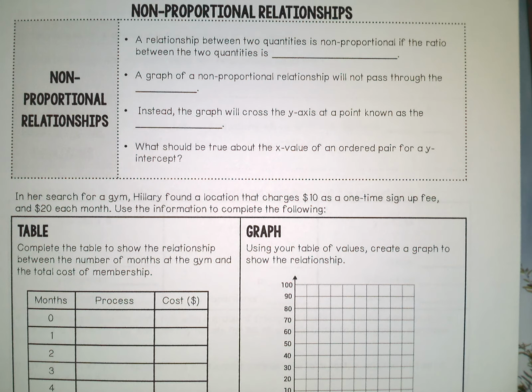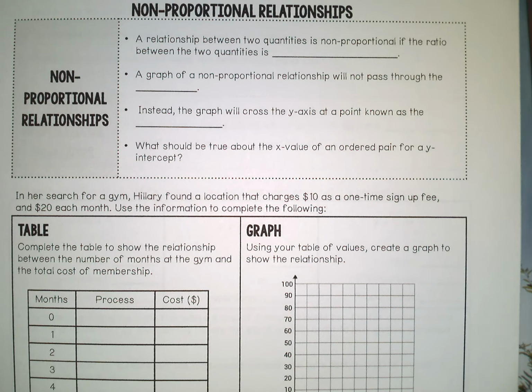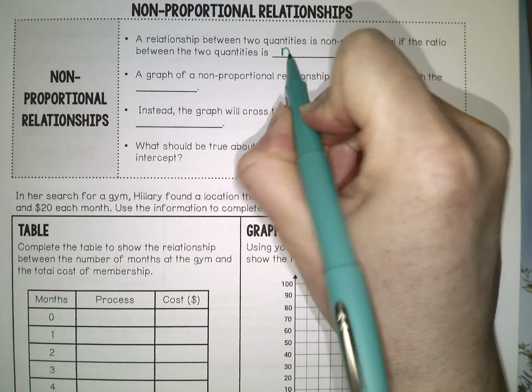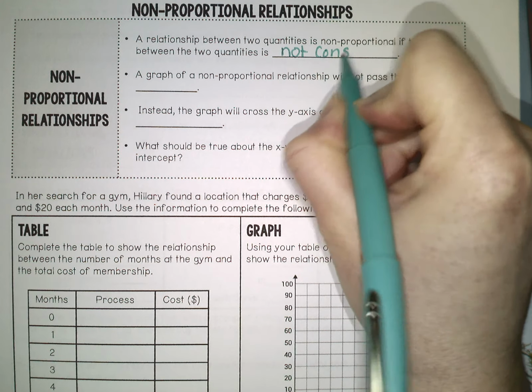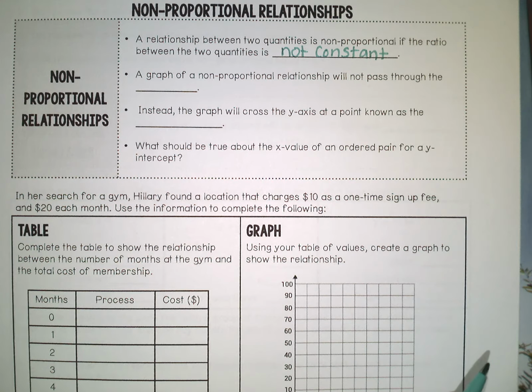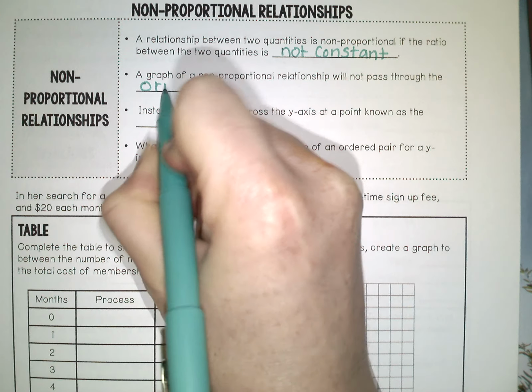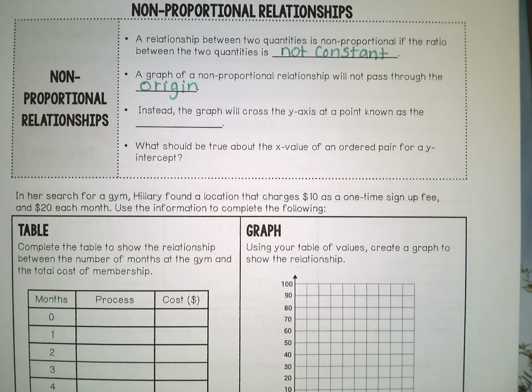Now we're going to start looking at non-proportional relationships. So if proportional relationships are a straight line that pass through the origin and all the ratios are constant, if you had to guess, what do you think a non-proportional relationship would be? You probably have the right idea. A relationship between two quantities is non-proportional if the ratio between the two quantities is not constant.